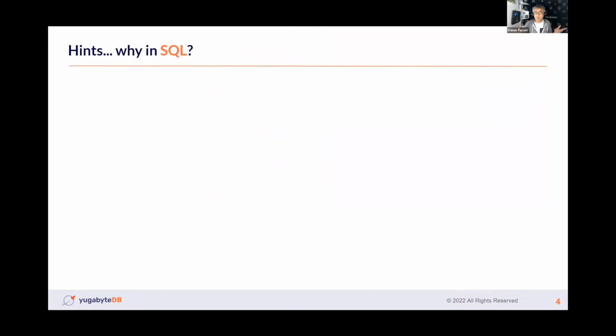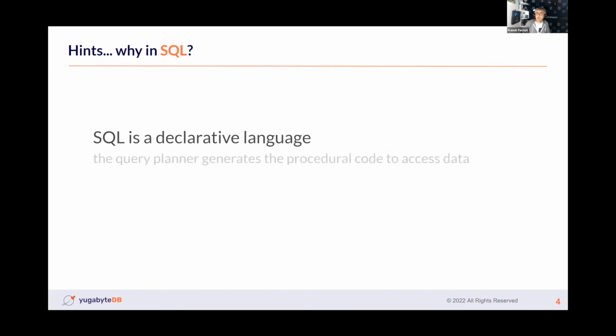So the big question, why do we need hints in SQL? Because SQL is a declarative language. What you write in SQL is the declaration, the description of the result you want. SQL doesn't tell the database how to get to the data, just which data you need. So in SQL, you have nothing that can force a specific access path or a specific execution plan.